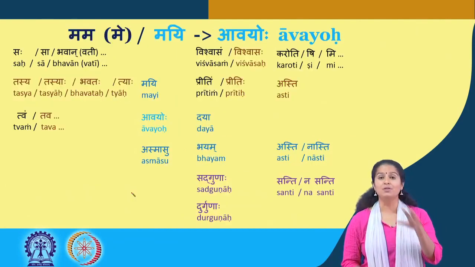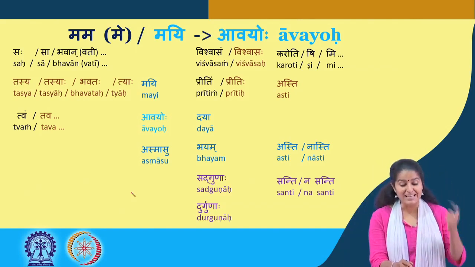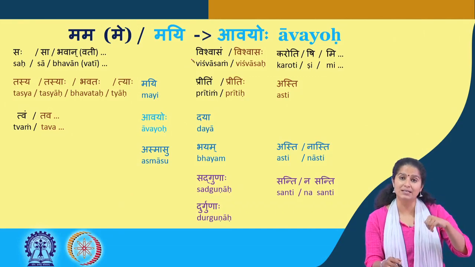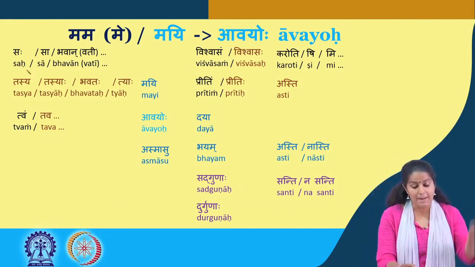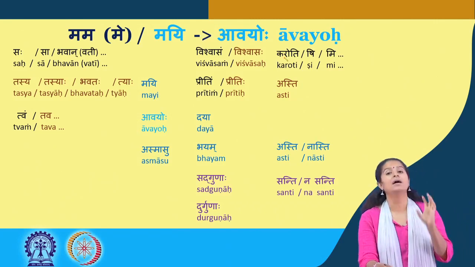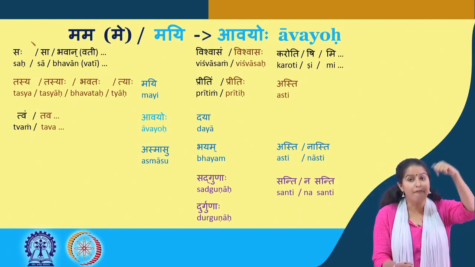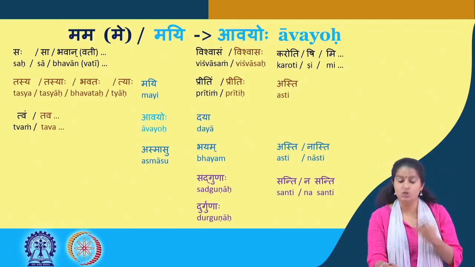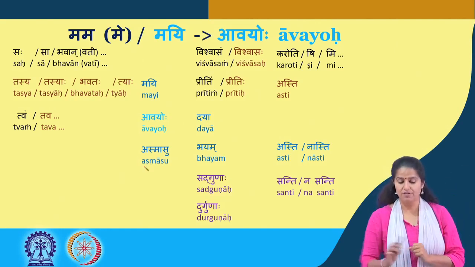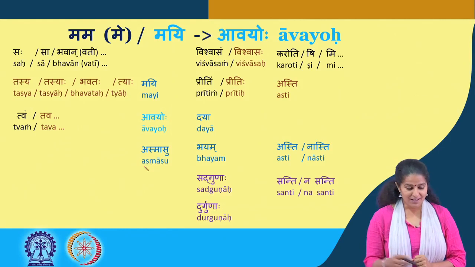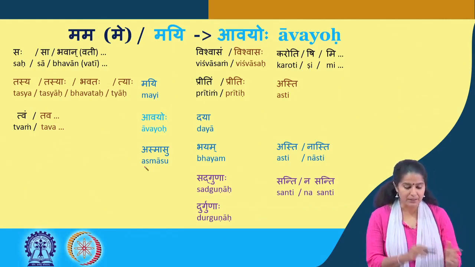Astu. Let's move on to the last of the cases here, and here we have saha mai. So mai means in me, the locative, which is also avayoho in the dual case. So saha mai vishwasam karoti, believes in me. Saha avayoho, in the two of us, vishwasam karoti. Saha asmasu vishwasam karoti.